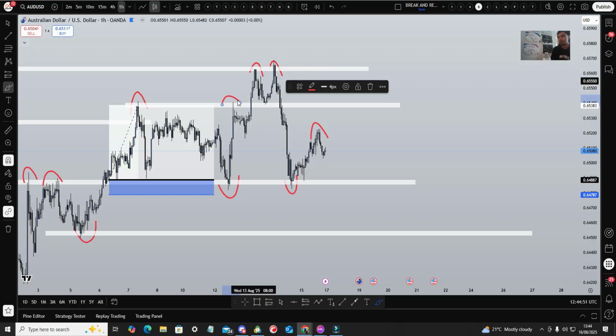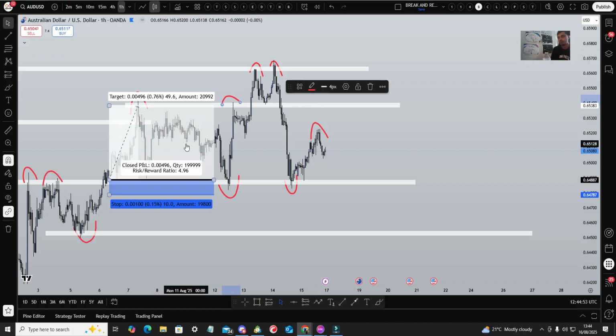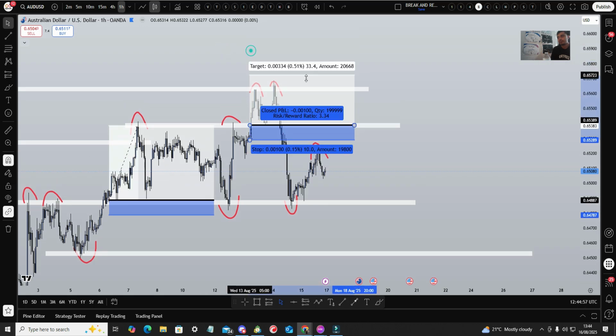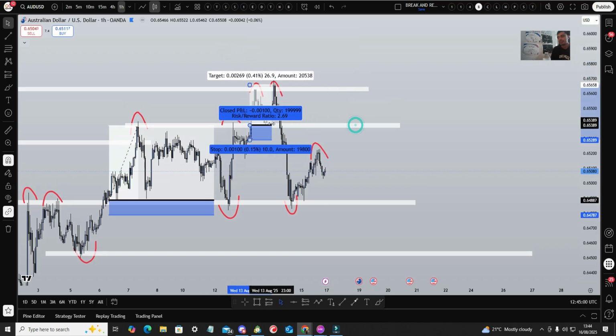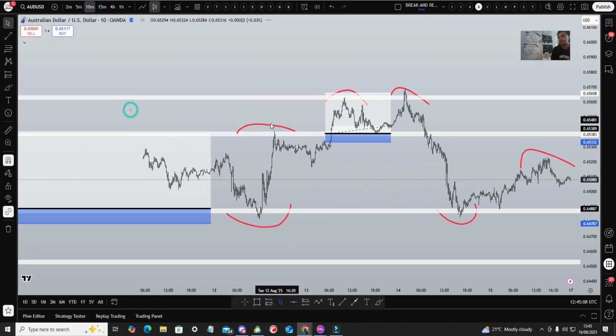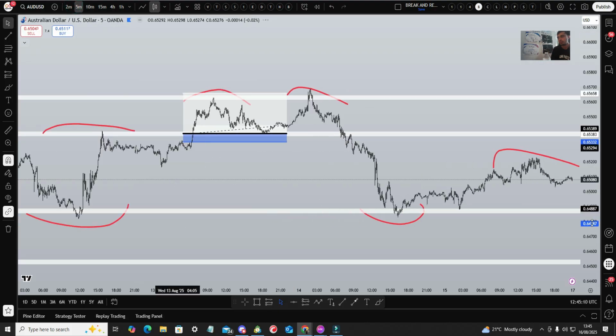So we've got one push to the upside. Just one moment, let me clone this. Now, this one is not ideally the best result, but if you're using a 5 pip stop loss, then it's okay, 1 to almost 5. Actually, let's break this down and go to a much smaller time frame.